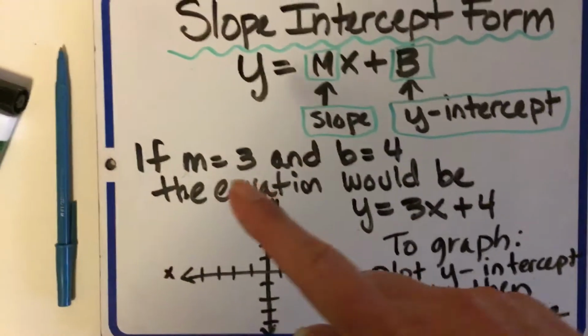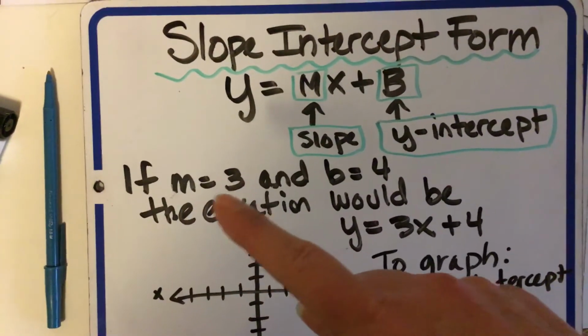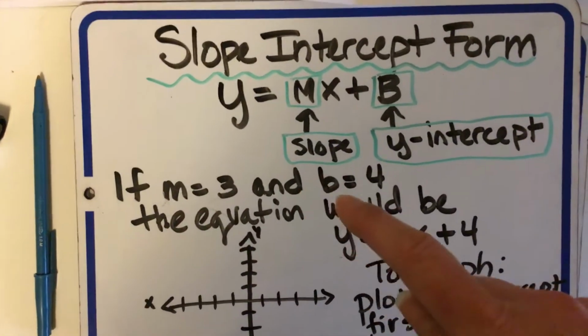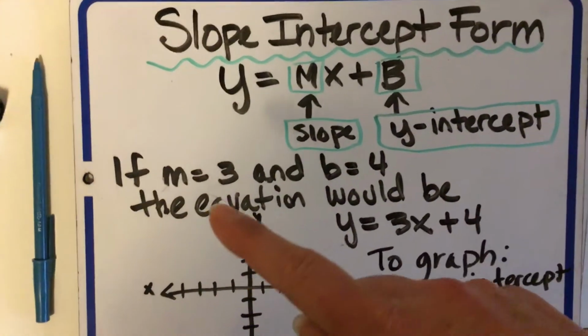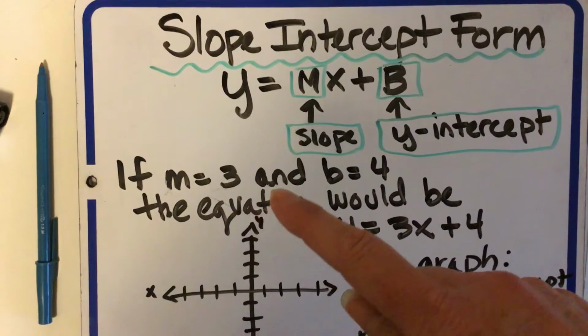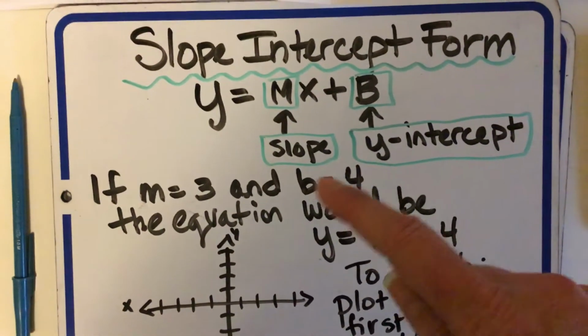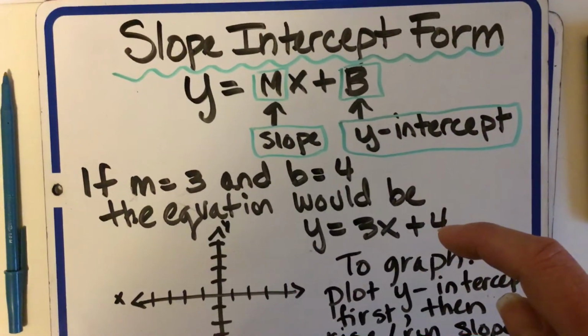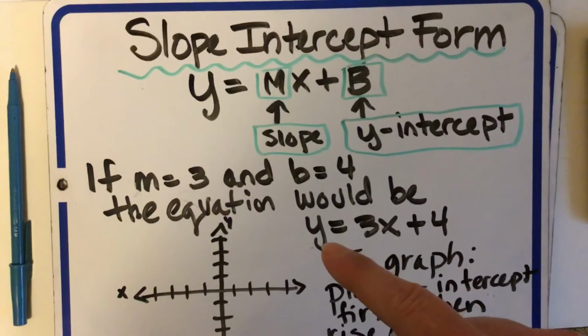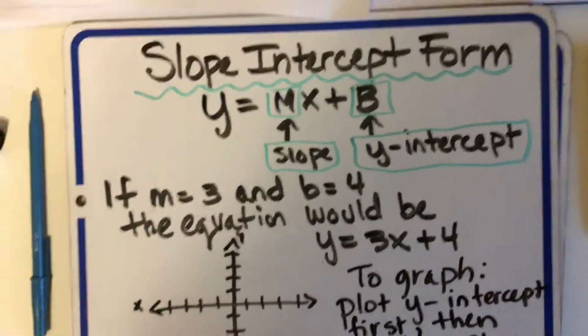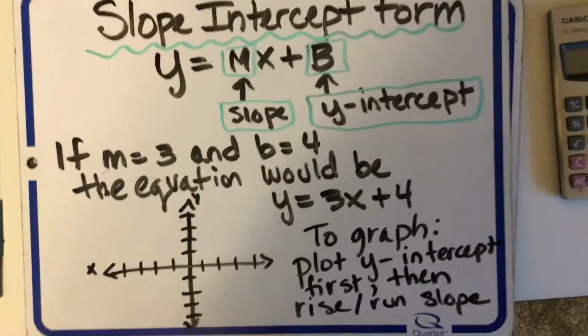Here's an example. If the slope is 3, we call slope m, and the b, or y-intercept, is 4, what would the equation be? Well, you take the 3 and plug it in where the m would be, and you take the 4 and plug it in where your b, y-intercept would be, and we would know our equation would be y equals 3x plus 4. What if they asked me to graph that?